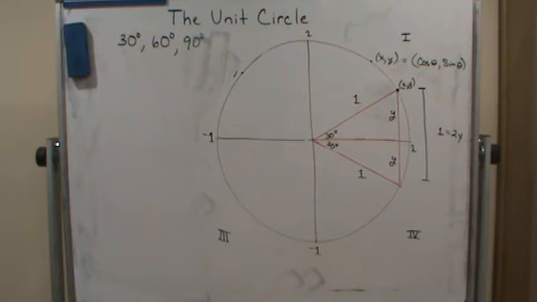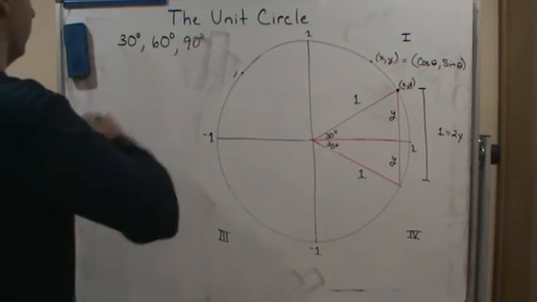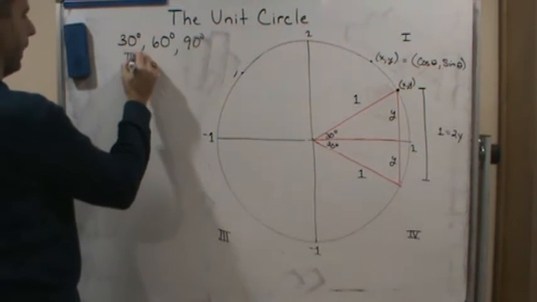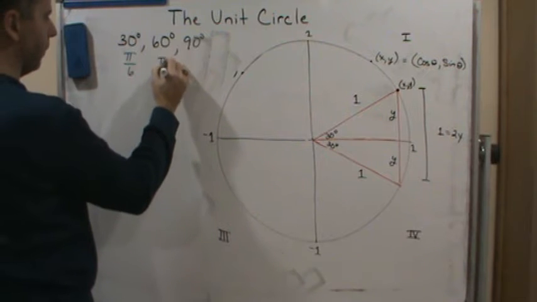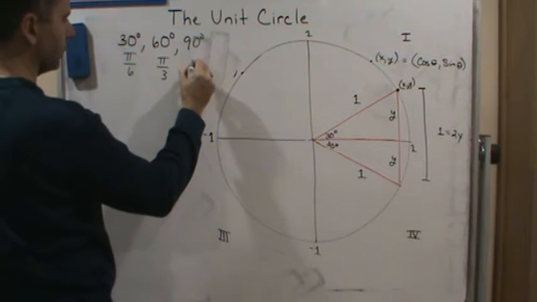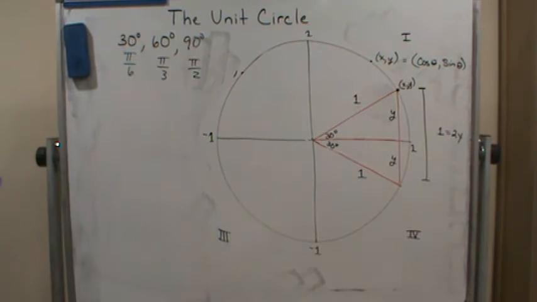So if I'm looking at 30 degrees, oh, and by the way, let's just remember, this is pi over 6 in radians, pi over 3 in radians, and of course, pi over 2 in radians.